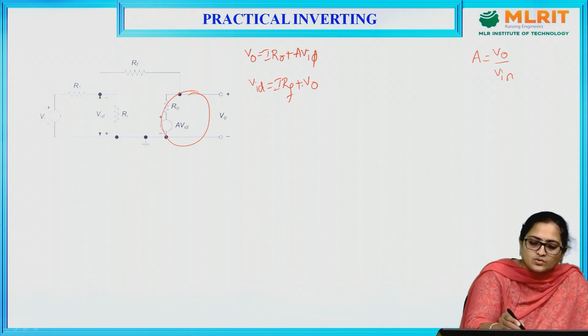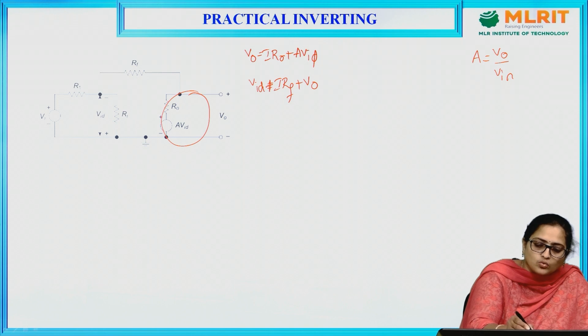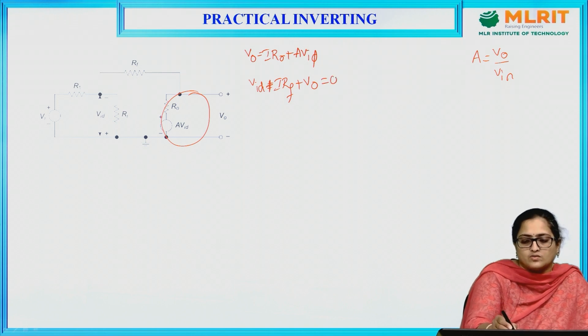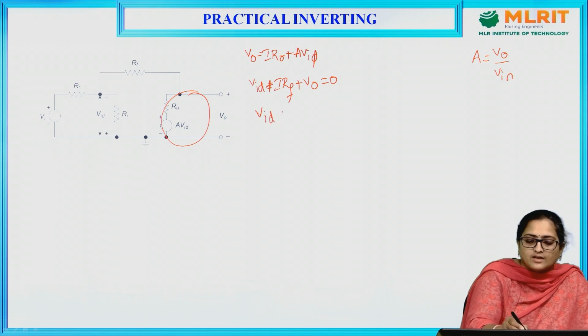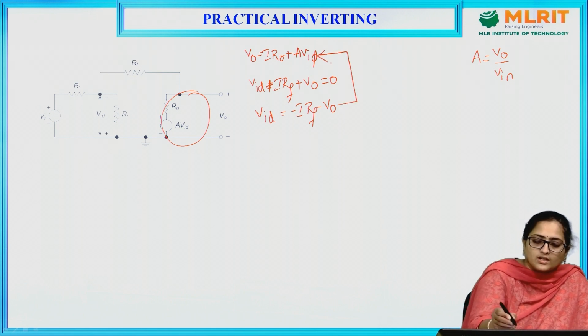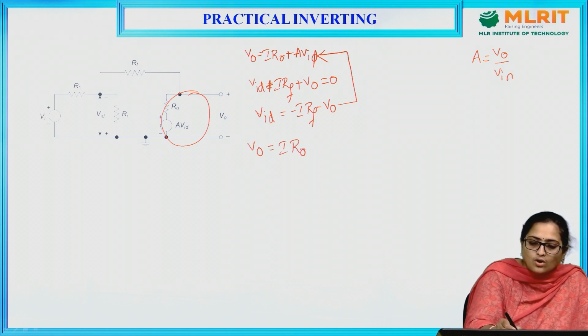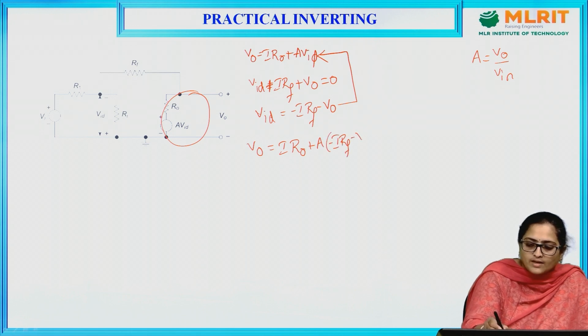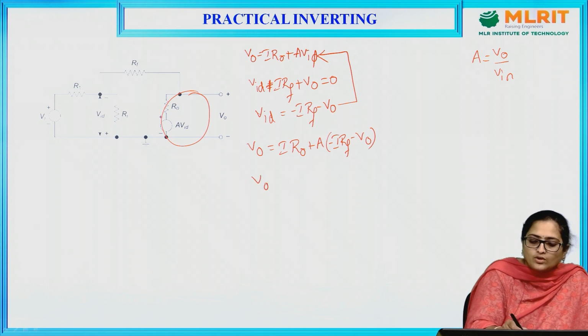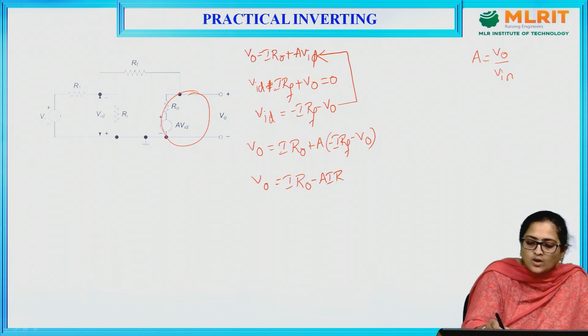So, VID plus I into RF plus V0 is equal to 0. So, VID can be given as minus I RF minus V0. So, substitute this VID in the above expression. We can write V0 is equal to I into R0 plus A into (minus I into RF minus V0). So, you can write V0 is equal to I into R0 minus A I into RF minus A into V0.